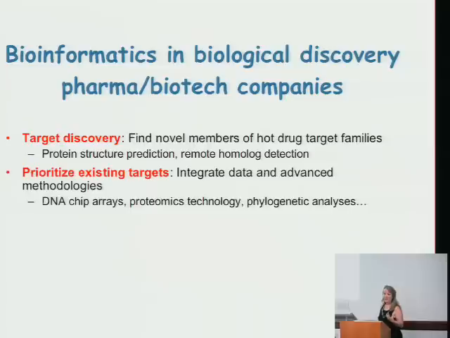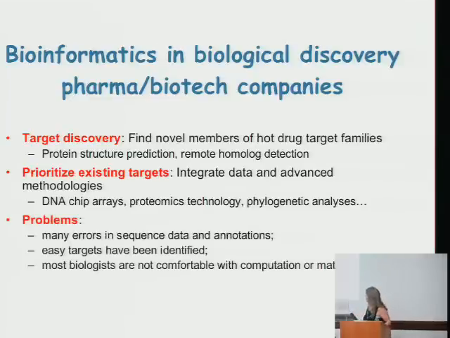The other issue that a lot of pharmaceutical companies have is prioritizing their existing targets. They may have hundreds of potential targets or thousands of potential targets. Figuring out which targets to work on requires integrating a lot of information over all these targets. So what tissues are they expressed in? What is their potential molecular function? What biological processes do they participate in? There are a lot of bioinformatics methods designed for each of these tasks. They need to be integrated in order for them to figure out which of those targets would be their best bet.